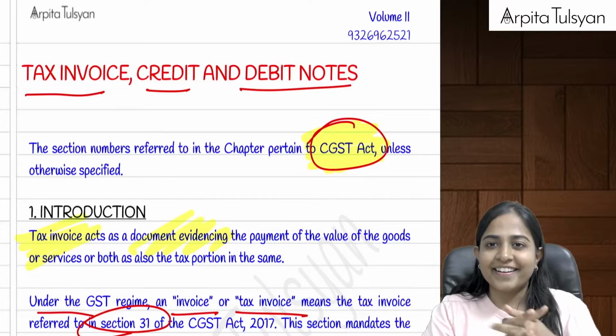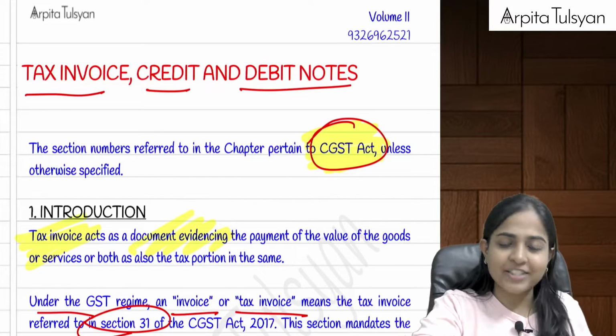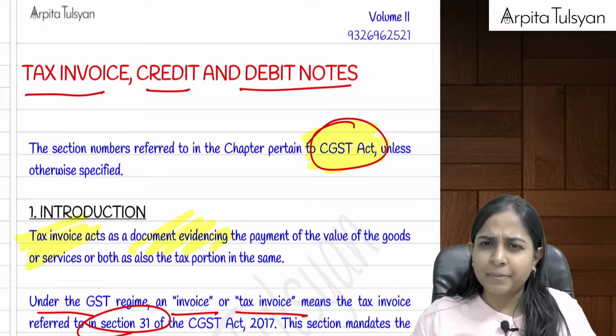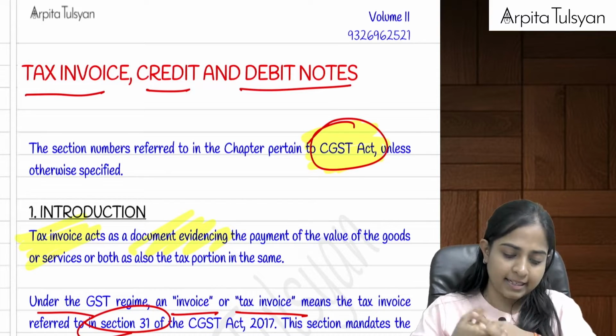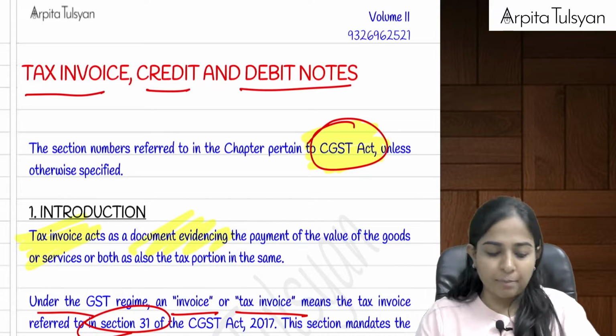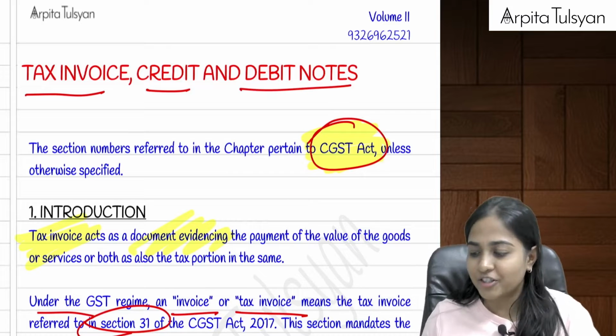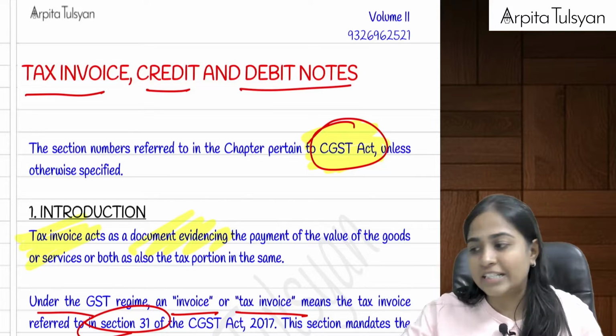Okay, so let's start with a super quick revision of the next chapter, that is tax invoices, credit notes and debit notes. Simple chapter, small chapter, procedural chapter. Let's start with it. First of all, whatever section numbers, section 31, 32, 33, etc., are mentioned in this particular chapter, they pertain to the CGST Act.